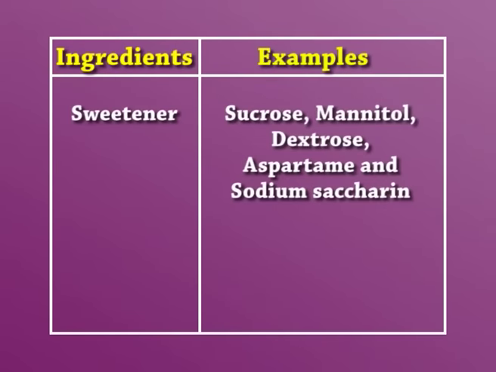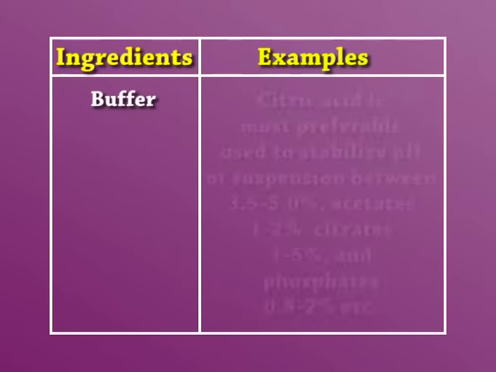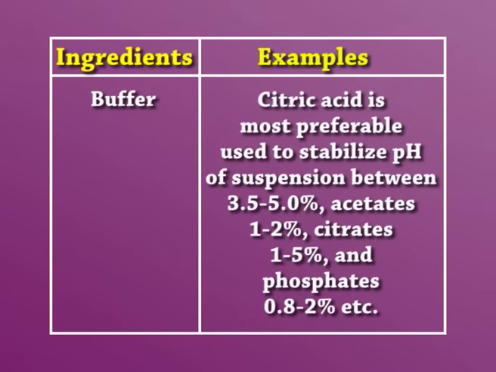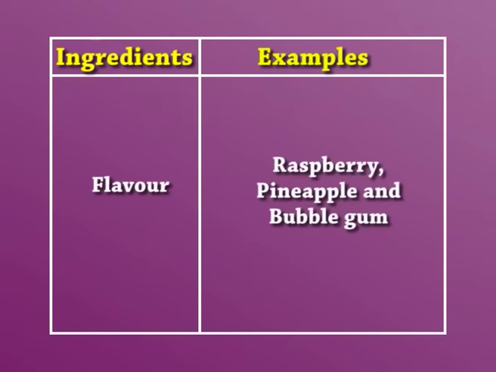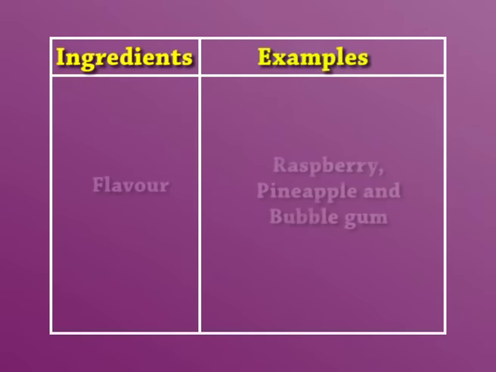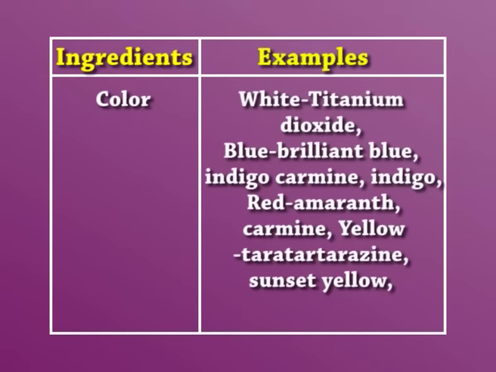Sweeteners include sucrose, mannitol, dextrose, aspartame, sodium saccharin. Buffers, which include citric acid, is the most preferably used to stabilize the pH of suspensions, at a percentage of 3.5% to 5%. Acetates are used in a percentage of 1 to 2%, citrates 1 to 5%, and phosphates 0.8 to 2%. Flavoring agents are raspberry, pineapple flavor or bubblegum flavor. Coloring agents are white titanium dioxide, blue brilliant blue, indigo carmine, indigo, red amaranth, carmine, yellow tartrazine, sunset yellow.